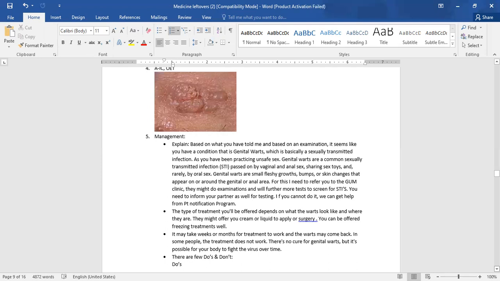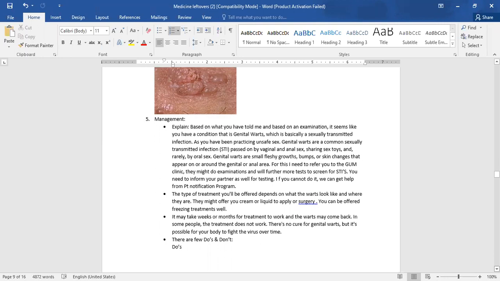The type of treatment you will be offered depends upon how the warts look and where they are. They might offer you cream or liquid to apply, or surgery. You can be offered freezing treatments as well. It may take weeks or months for the treatments to work, and the warts may come back. In some people, the treatment does not work. So there is no cure, unfortunately, for genital warts, but it's possible for your body to fight the virus over time. You have to mention this point; it is very important here.